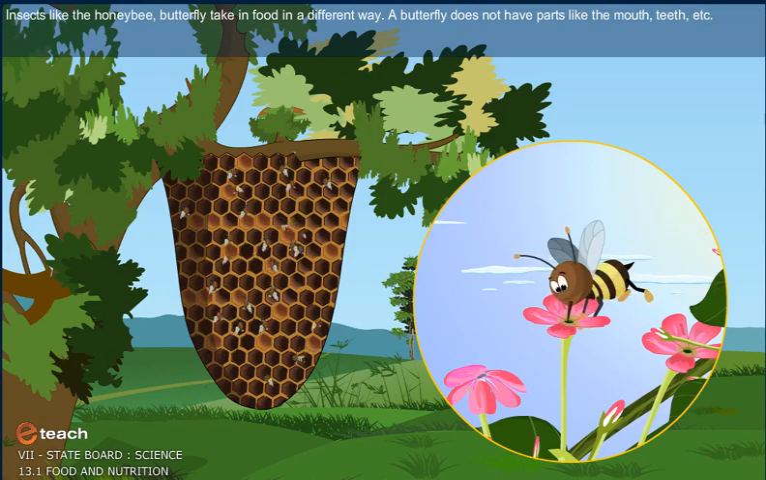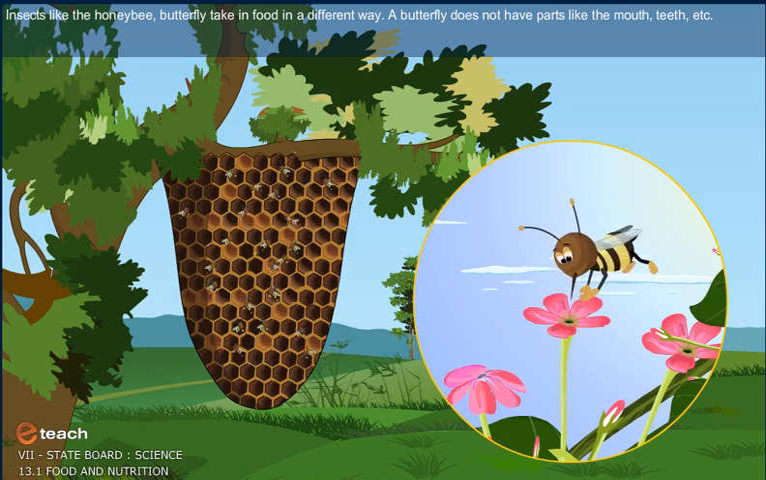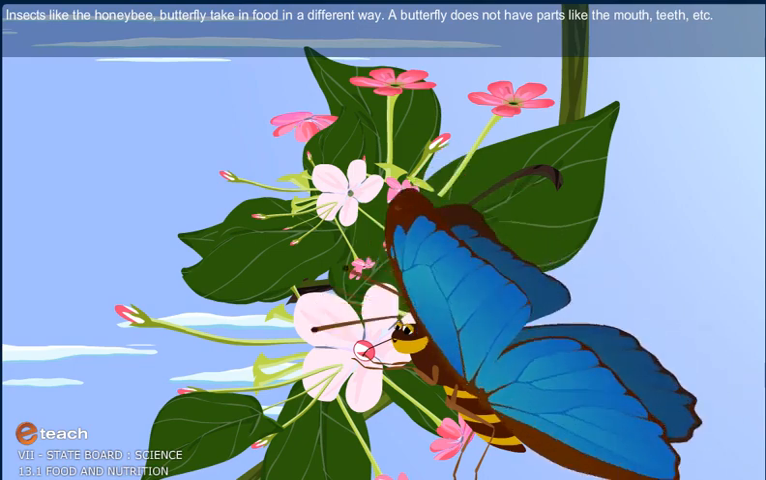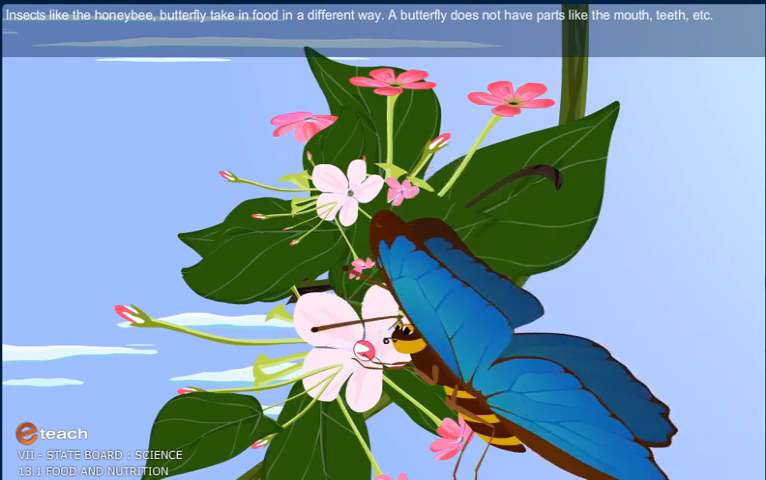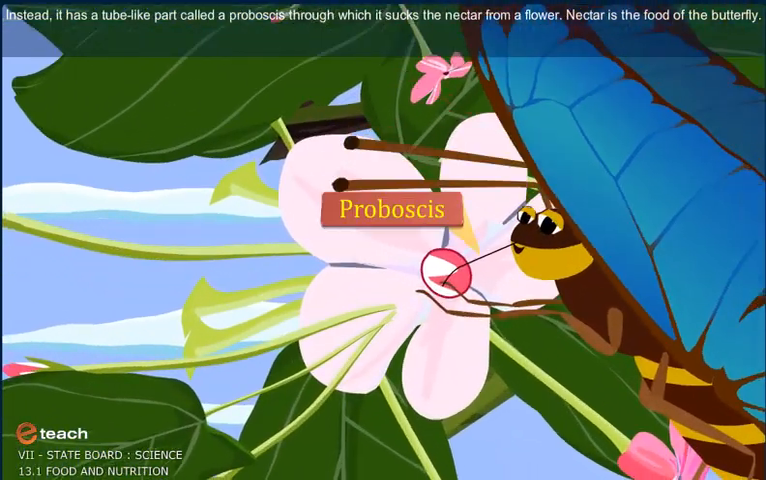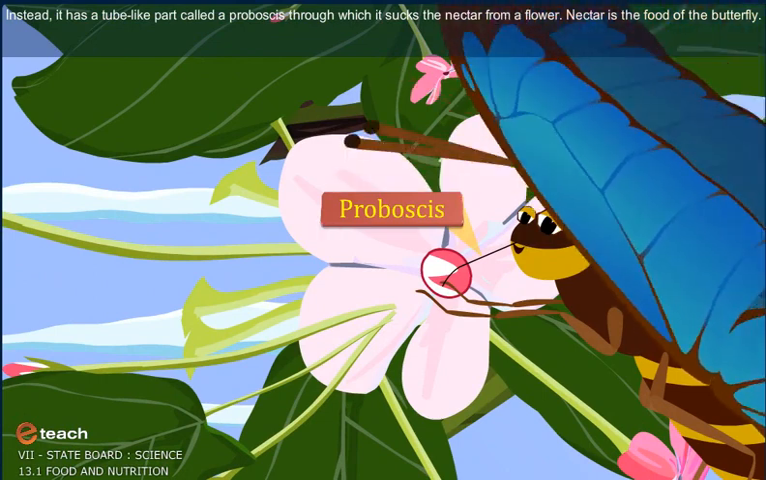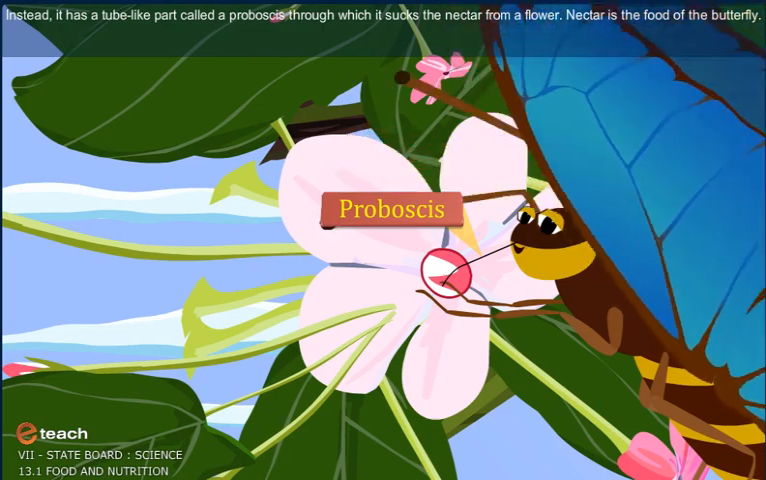Insects like the honeybee and butterfly take in food in a different way. A butterfly does not have parts like the mouth, teeth, etc. Instead, it has a tube-like part called a proboscis, through which it sucks the nectar from a flower. Nectar is the food of the butterfly.